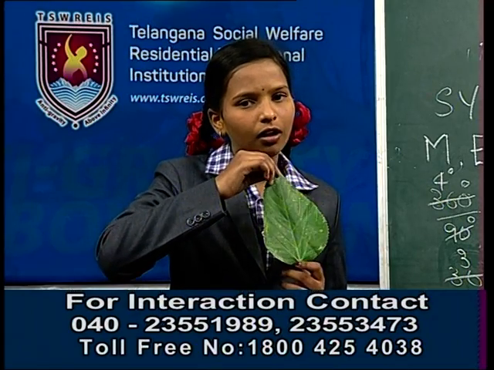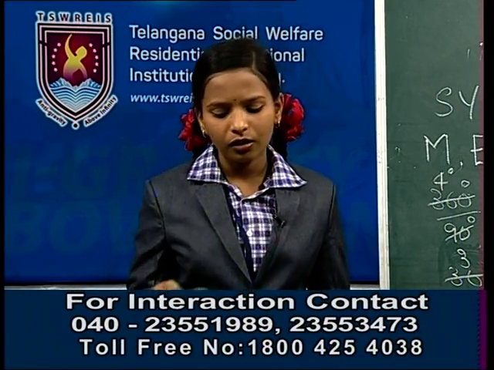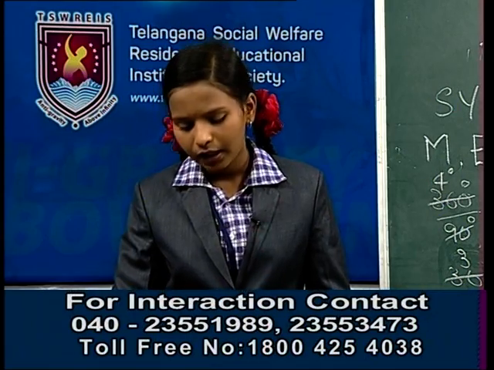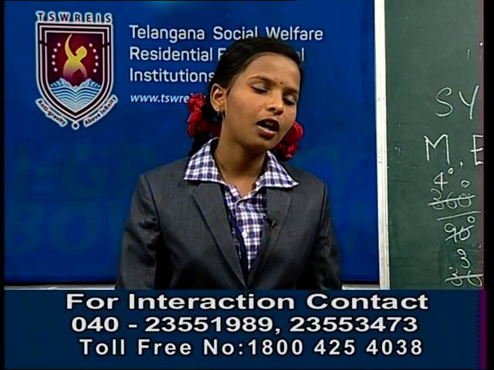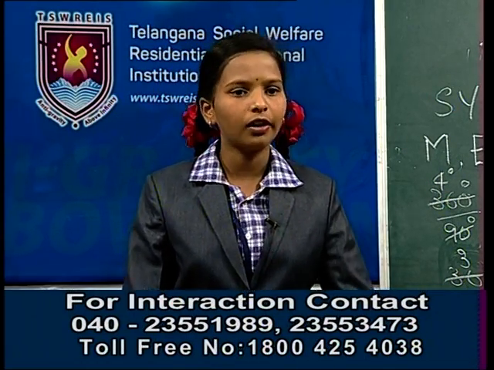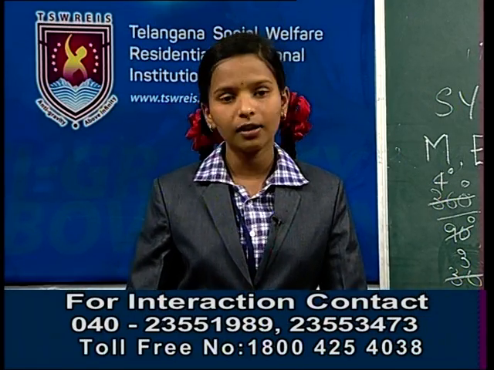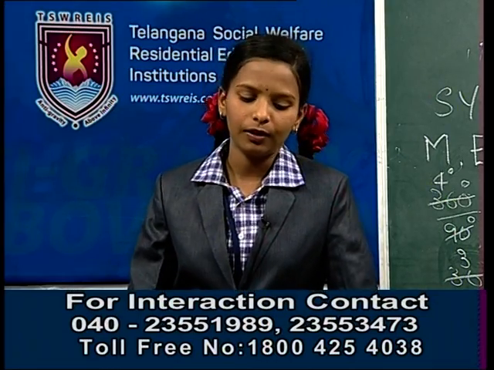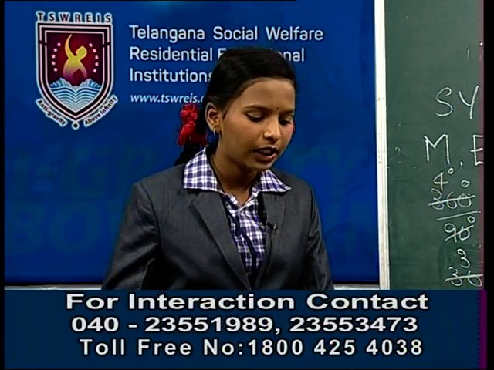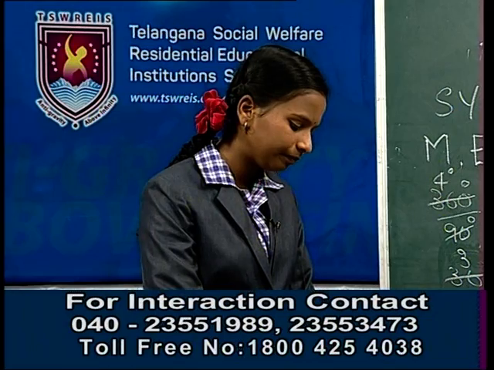So the order of this object is 1. The figure which has order 1 is not rotational symmetry. The object which has order 2 or more, like 2 or 3 or 4, has rotational symmetry. Okay friends, let us observe some figures also.